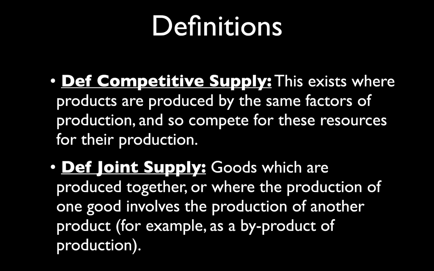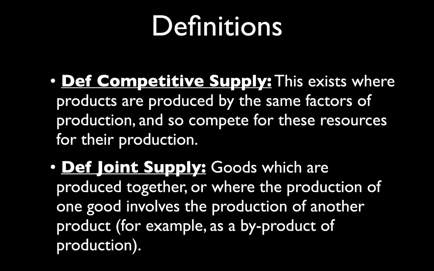Now, a competitive supply, the definition of this exists where products are produced by the same factors of production and so compete for these resources for their production. Okay, so they're just the same things, the same factors of production will make two different items. All right, and therefore think about it. So land, you could use it to grow barley or you could use it to grow wheat. So if I use it to grow wheat, that means there's less factors of production available to grow barley and vice versa. Now, that's competitive supply.